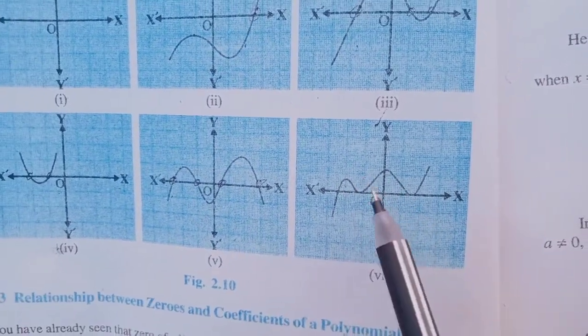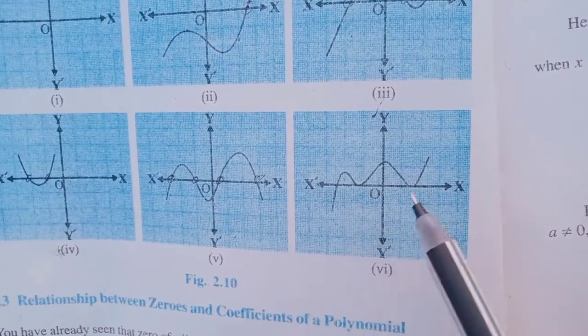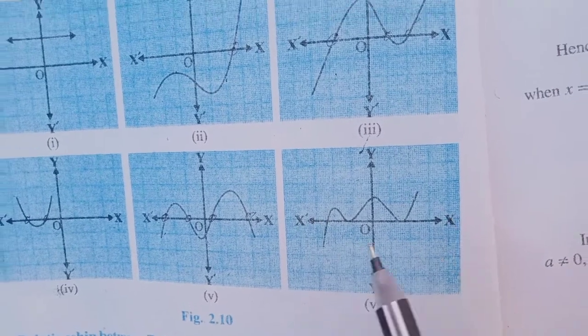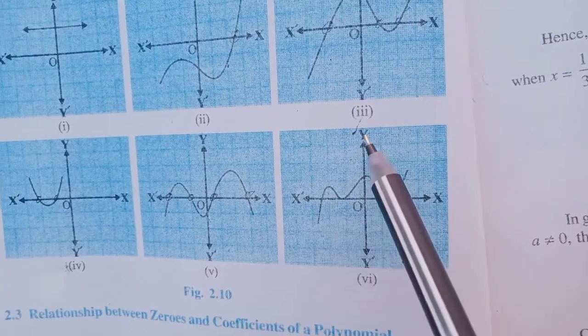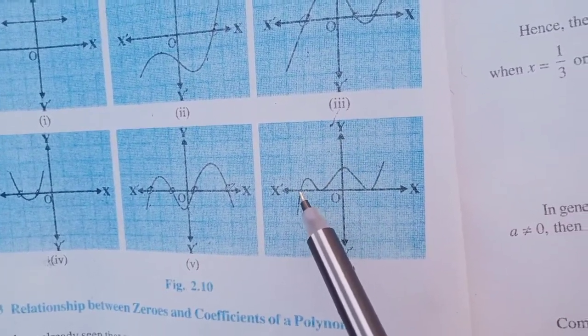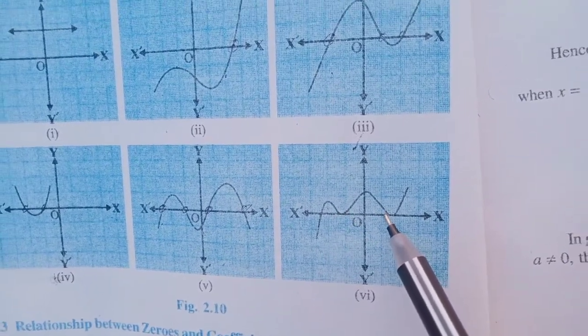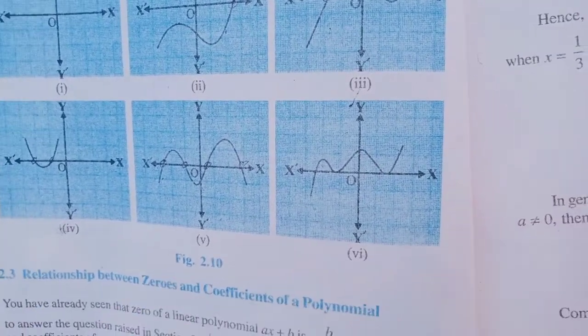Number 6 you have to solve yourself. See, this is the graph of p(x) and this is the x-axis, and we see that the graph of p(x) cuts the x-axis at 1, 2, 3 points. So the number of zeros is 3.